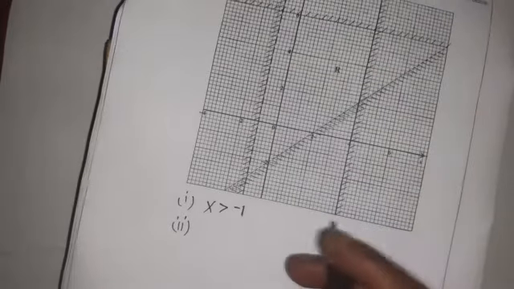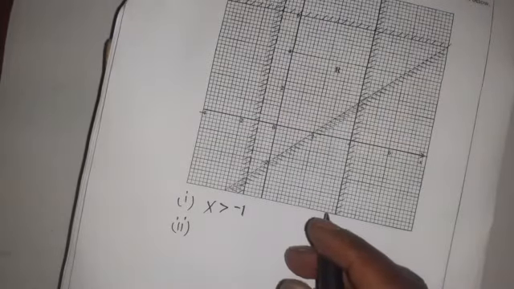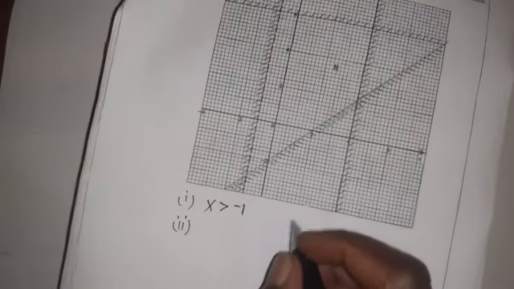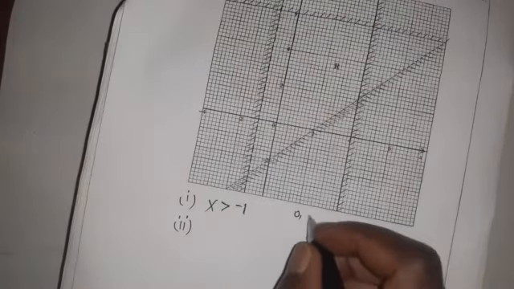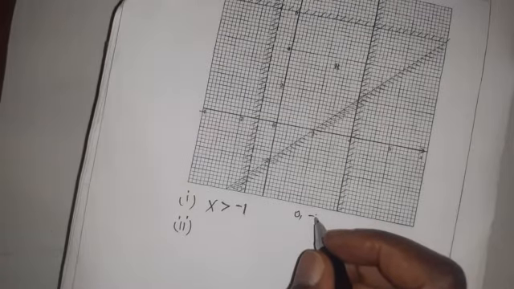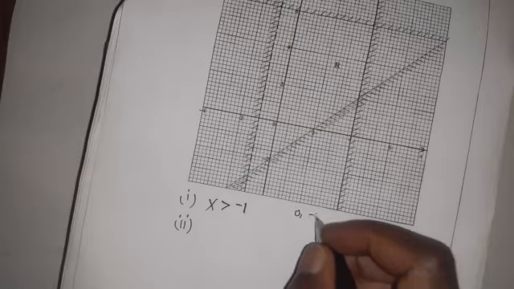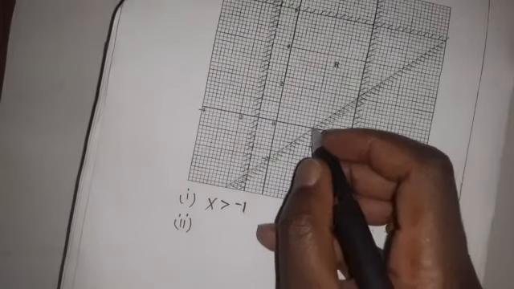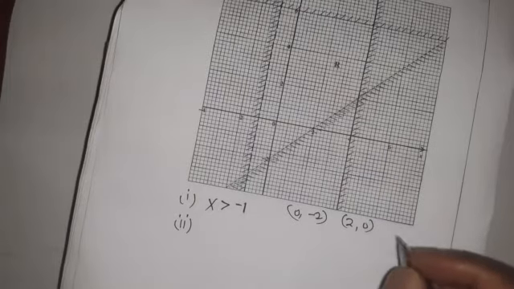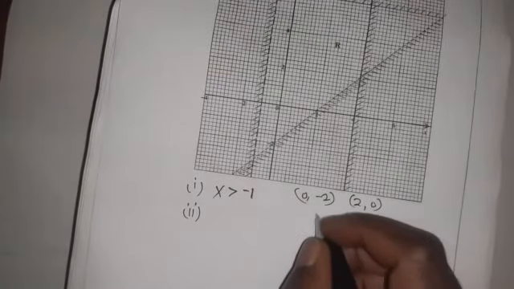So this one, what are we supposed to do? We need to pick 2 points along this line and find the gradient. Okay, so we can easily get this coordinate here, which is 0, -2, and this other one here also, which is 2, 0. Then we find the gradient using these 2 points.